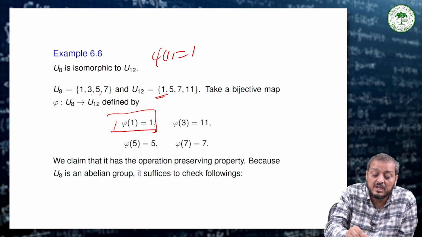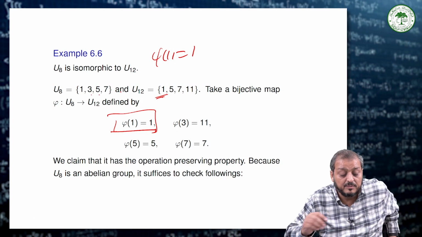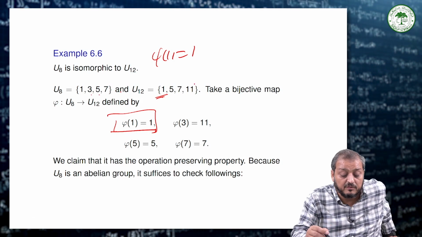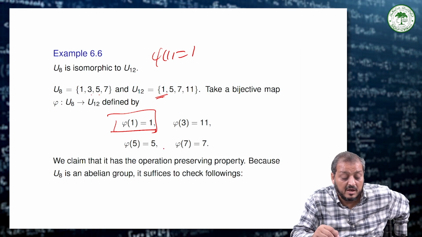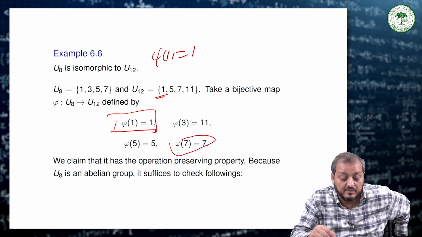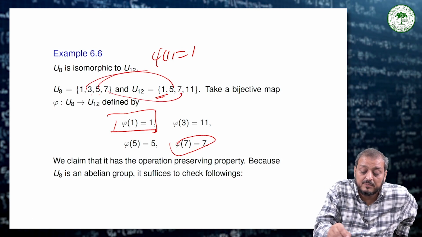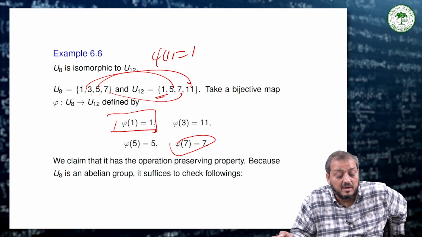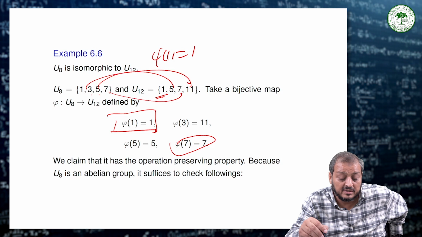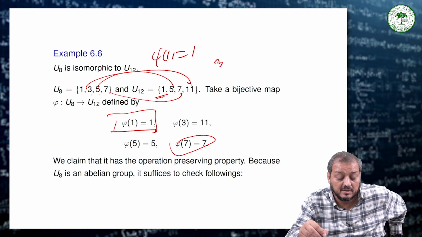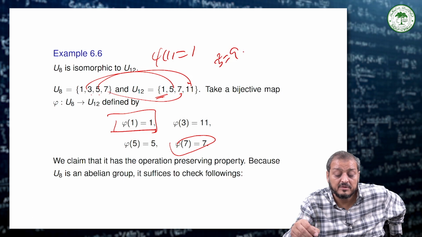Now we have 3, 5, 7. Let's check: phi of 3 is equal to 11, phi of 5 is equal to 5, and phi of 7 is equal to 7. So 5 maps to 5, 7 maps to 7, and 3 is mapped to 11. Because if you take 3 squared, you have 9, which is equal to 1.